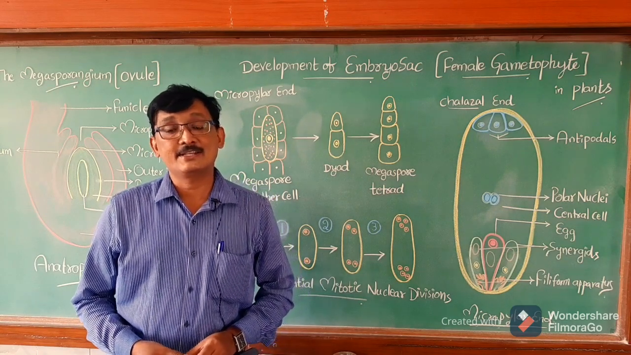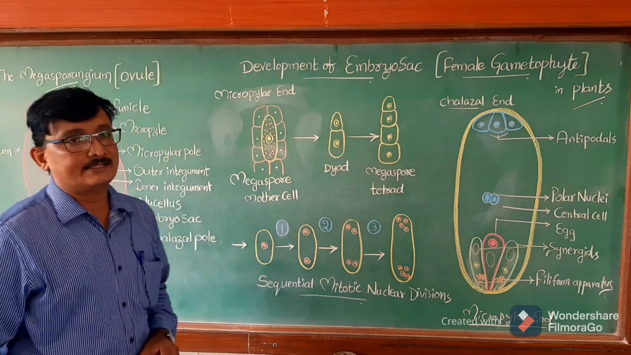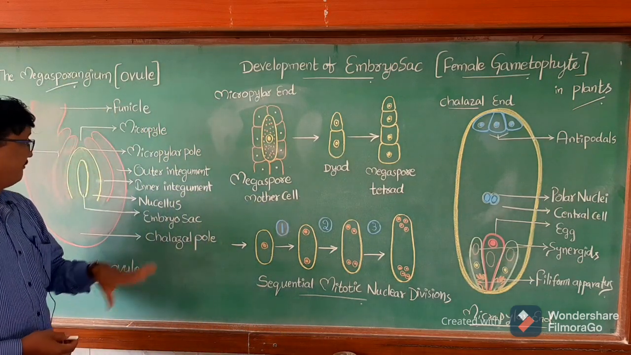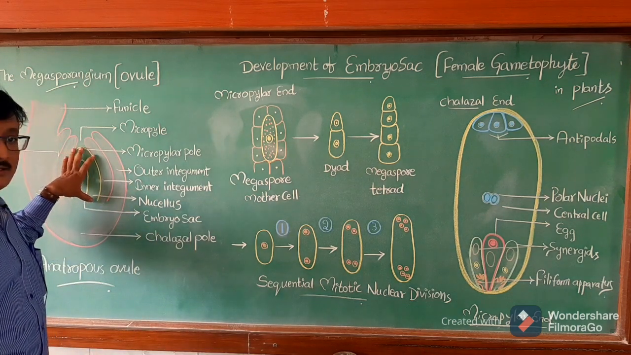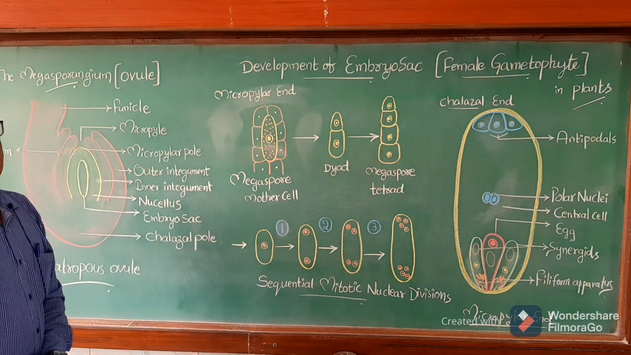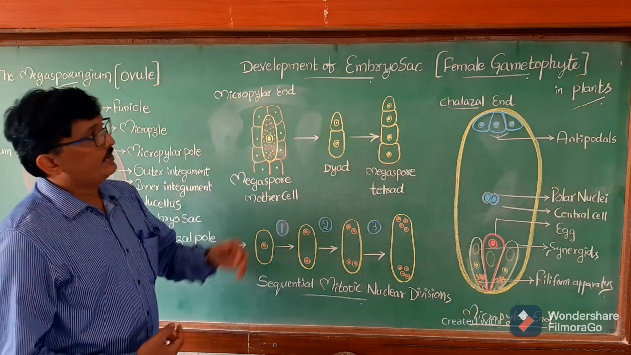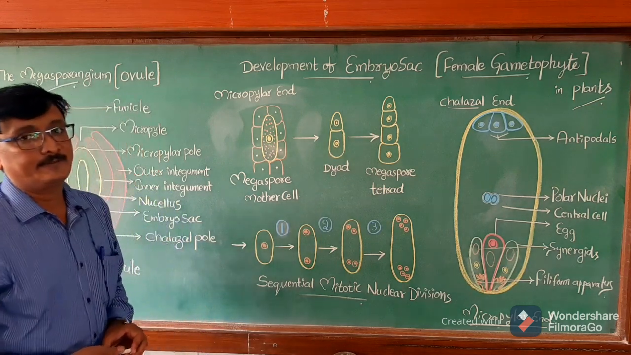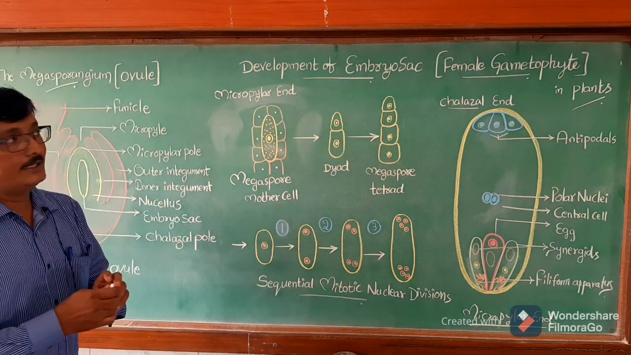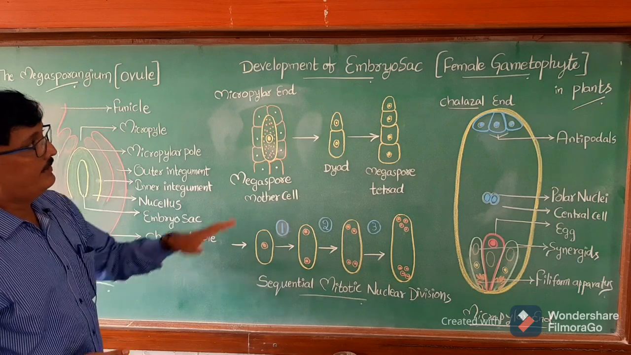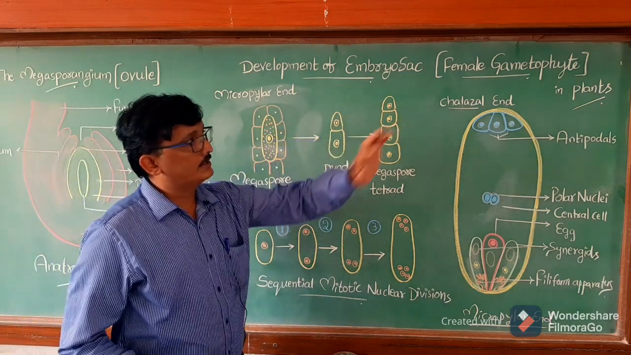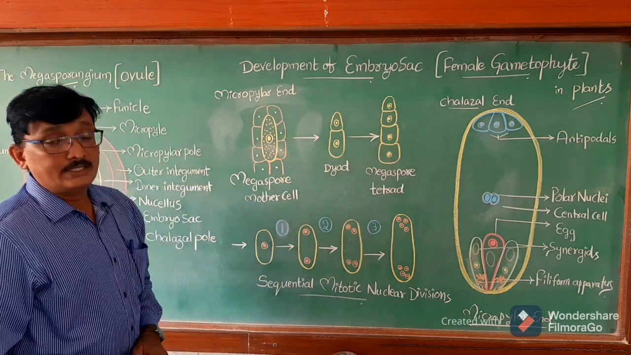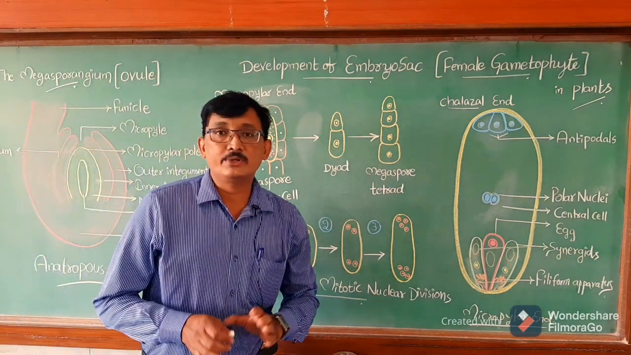In the last class, we discussed the structure of the megasporangium in plants, that is also called the ovule. In this ovule, the main important part is the nucellus, in which the development of the embryo sac, also called the female gametophyte, will take place. Now, in this class, let us learn about the development of the embryo sac, also called the female gametophyte, in plants. As we know, the nucellus is a nutritive tissue.